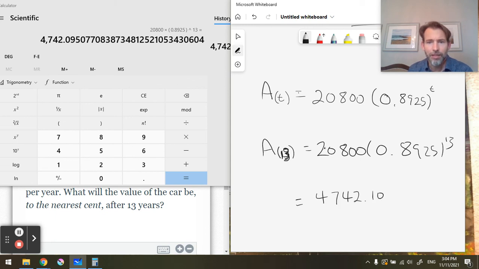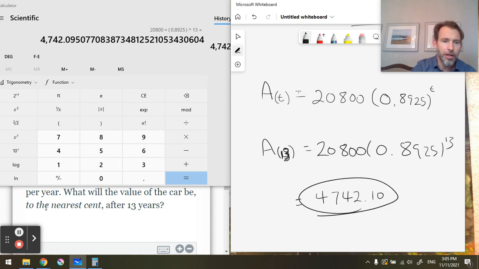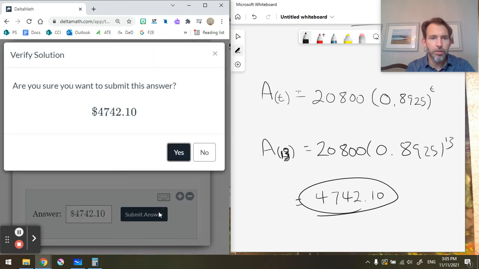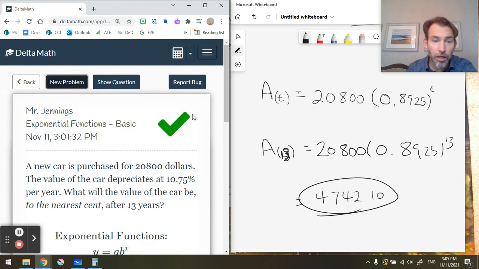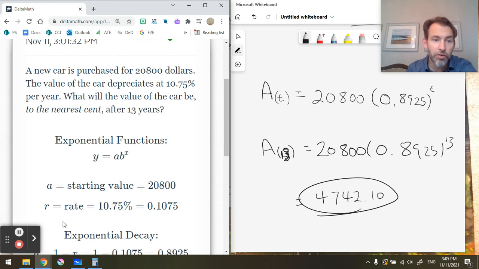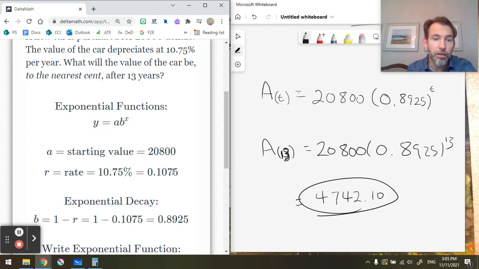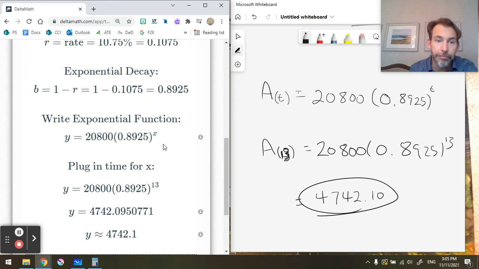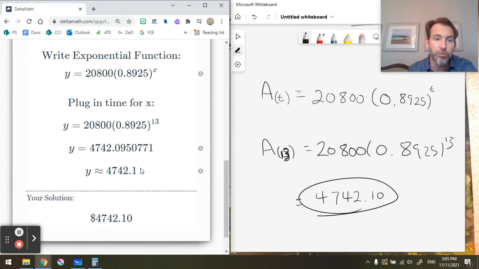Anyway, that's your answer. Put it in. $4742.10. Submit. Yes. Exponential function rate. Oh, the rate. Look, they express the rate as the decimal. They do B is 1 minus R. So they do that and they get 0.0. Look, they did the same thing I did. Because that's what you do.